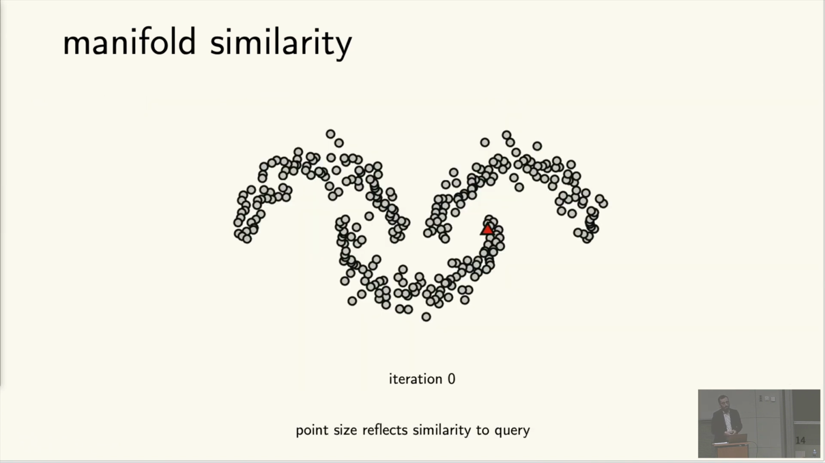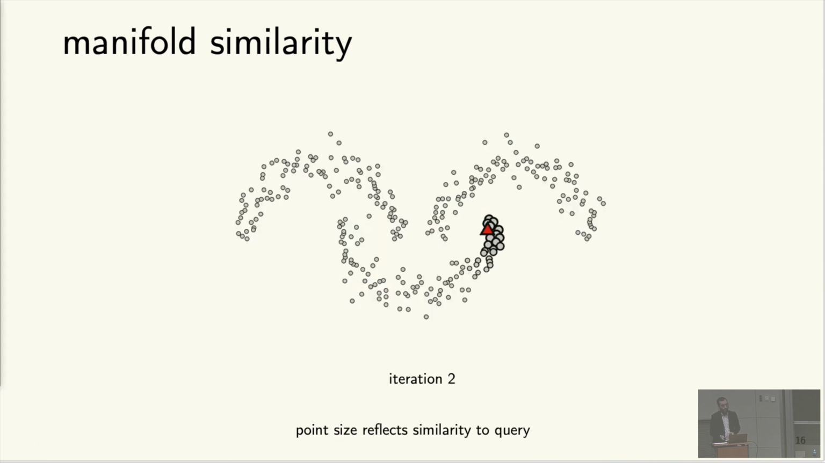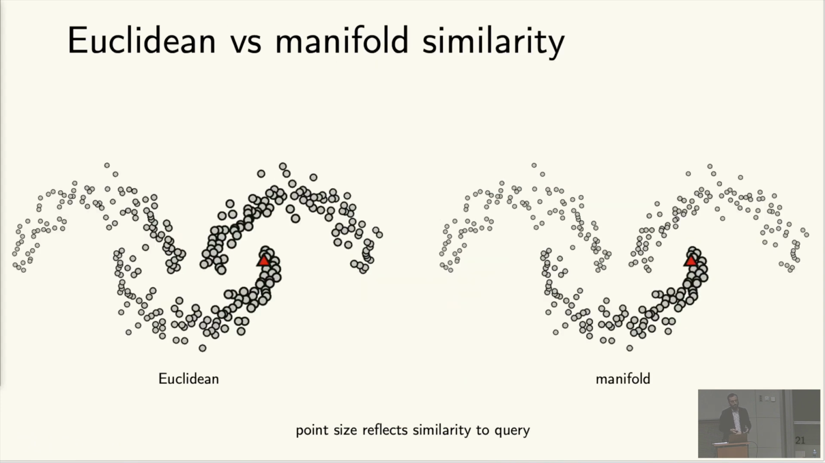Let's have a look at a toy example to understand how this similarity measure works. At the initial stage, we have constant similarity for all the points, and we start to perform the iterations, iterate more and more, and refine the similarity. It's easy to observe here that points that belong to the same manifold as the query point have higher similarity. And this is quite different from what Euclidean distance captures.